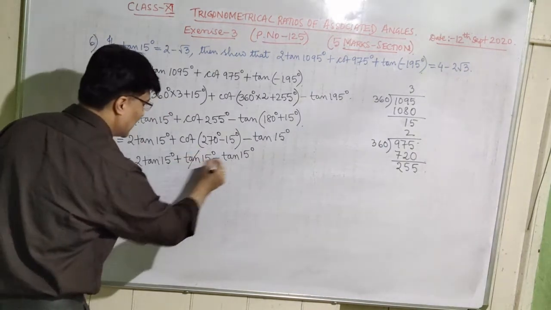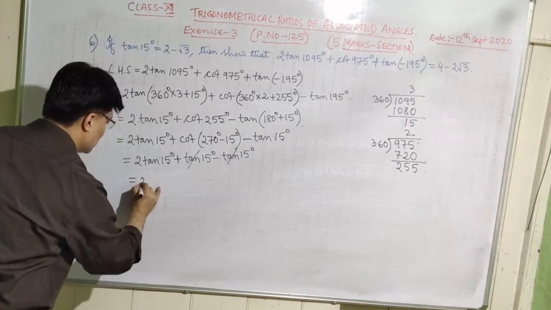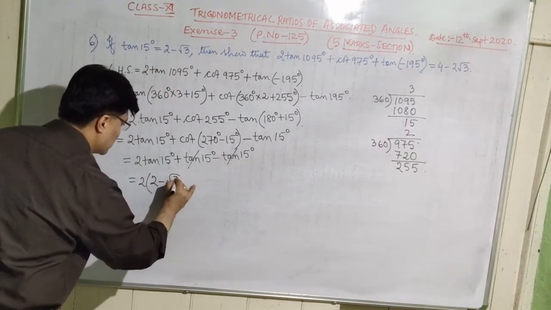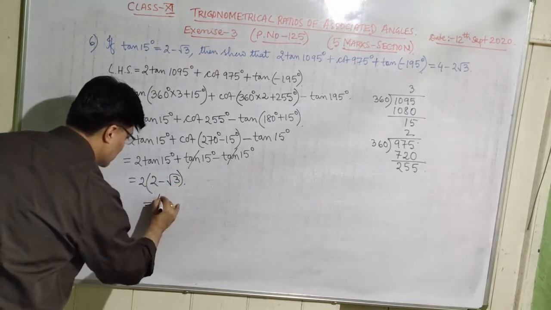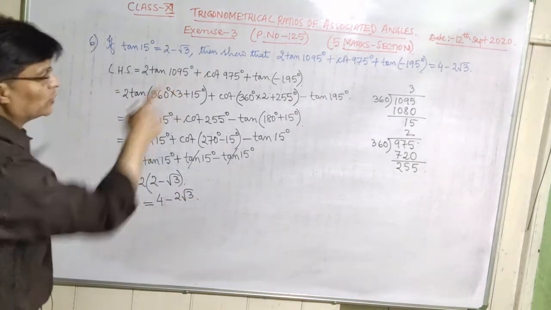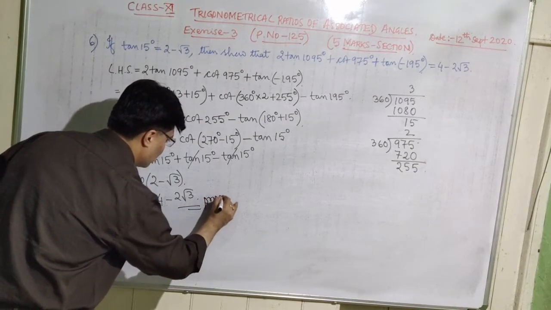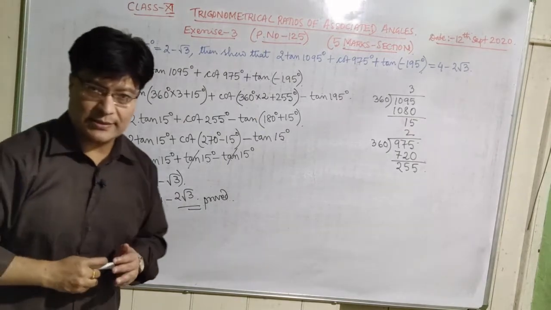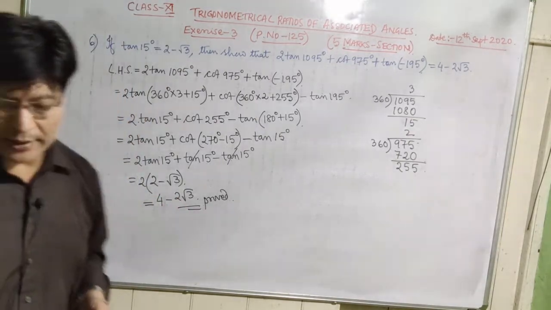So you can cancel them. Now you can put the value for tan 15 degree. So 2 into, what is tan 15 degree? It is 2 minus root 3. So which is equal to, this is 2 2s are 4 minus 2 root 3, which is equal to right hand side. So it is proved. Okay, so I think you have understood it, so you can copy it. Now we'll do the next question.